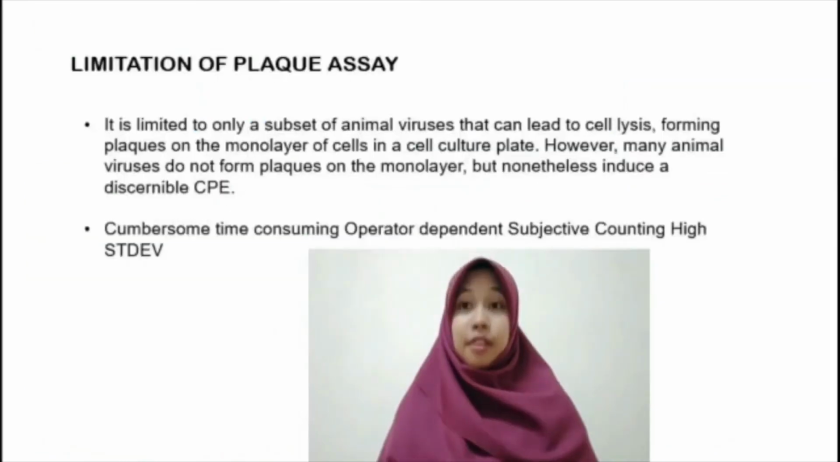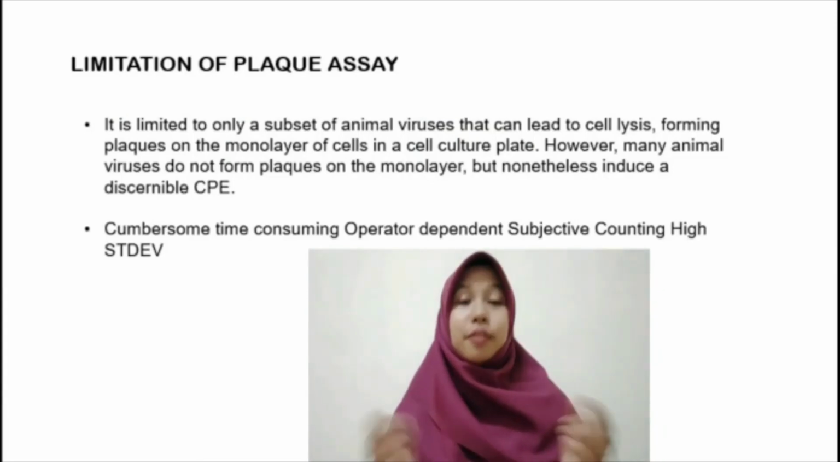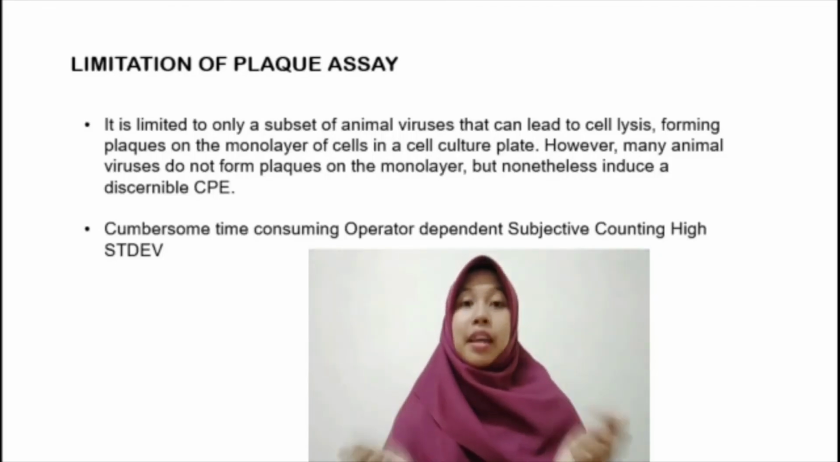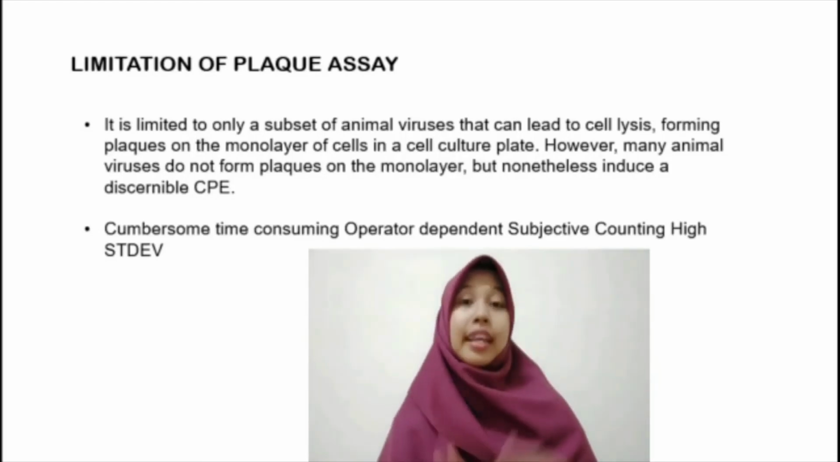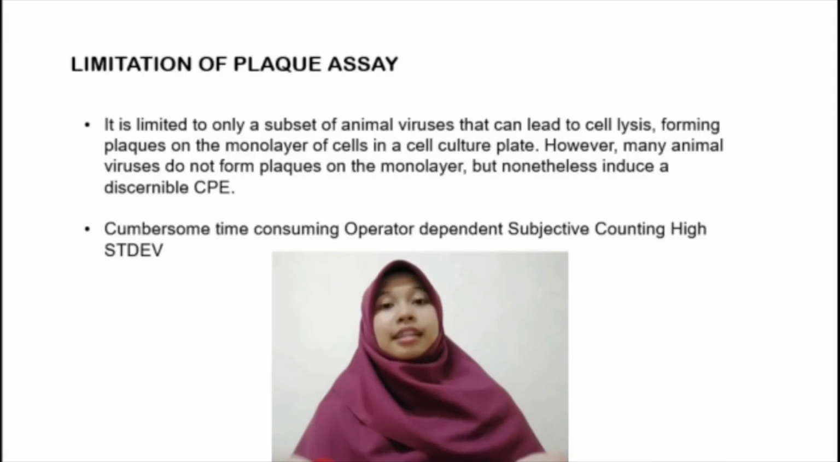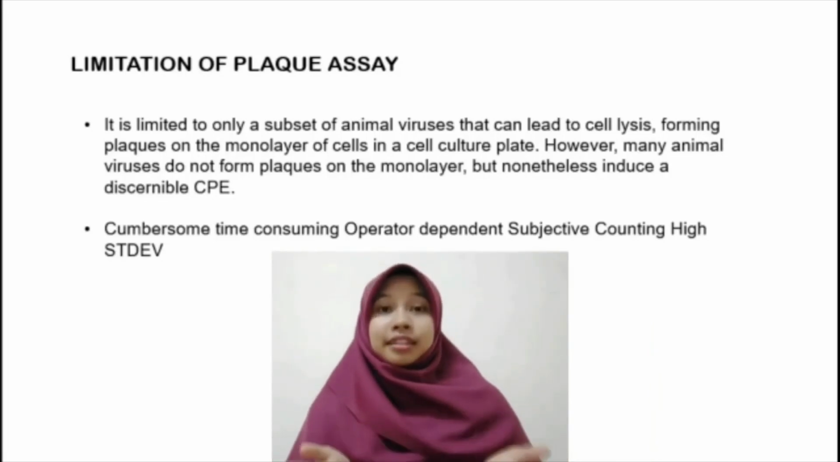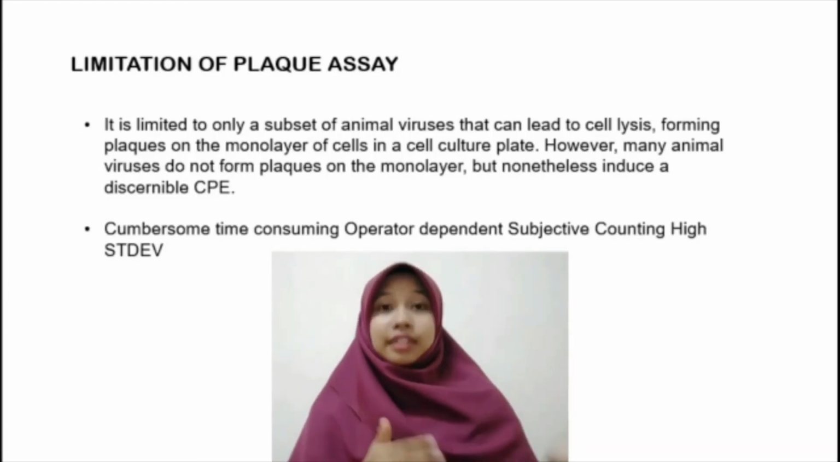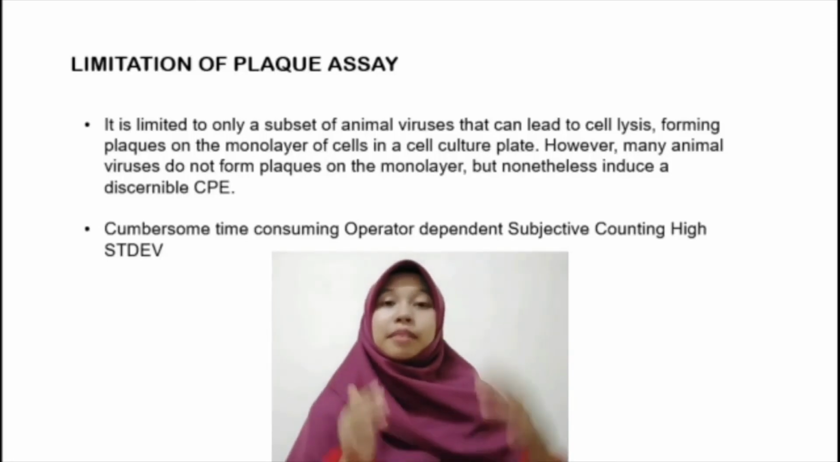Scientists around the world have used the plaque assay to determine the titer, but the plaque assay also has its limitations. The first limitation is that the plaque assay only determines a subset of animal viruses that can lead to cell lysis, but not all animal viruses can form plaques on the monolayer. The second limitation is the time taken. Doing all the steps in the plaque assay method takes up to 3 days, although the method is easy.